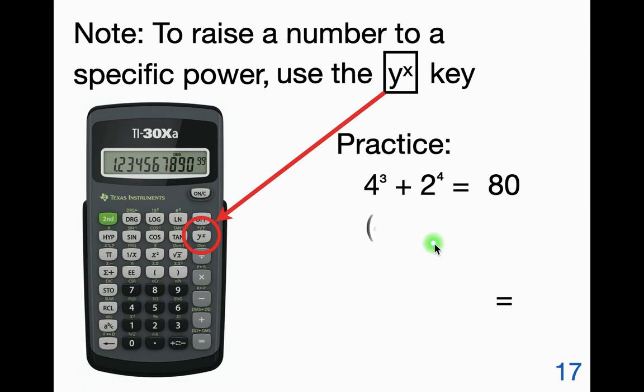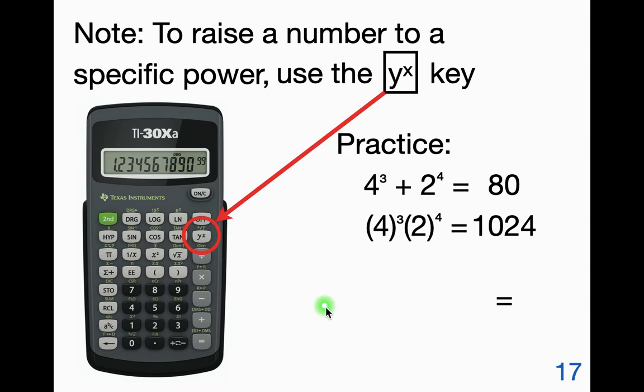Okay, let's try another. What if it was 4 to the third power times 2 to the fourth power? Try that. Okay, so hopefully you're going 4, and then hit y to the x key, 3, times 2, and hit y to the x key, 4, equals. And you should get 1024.